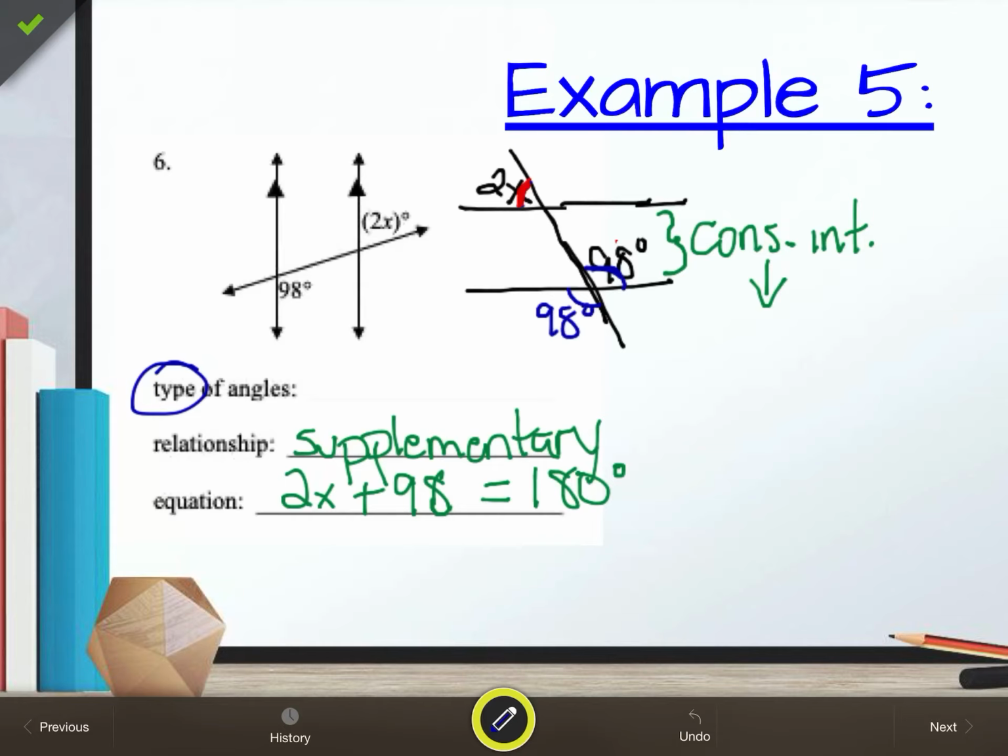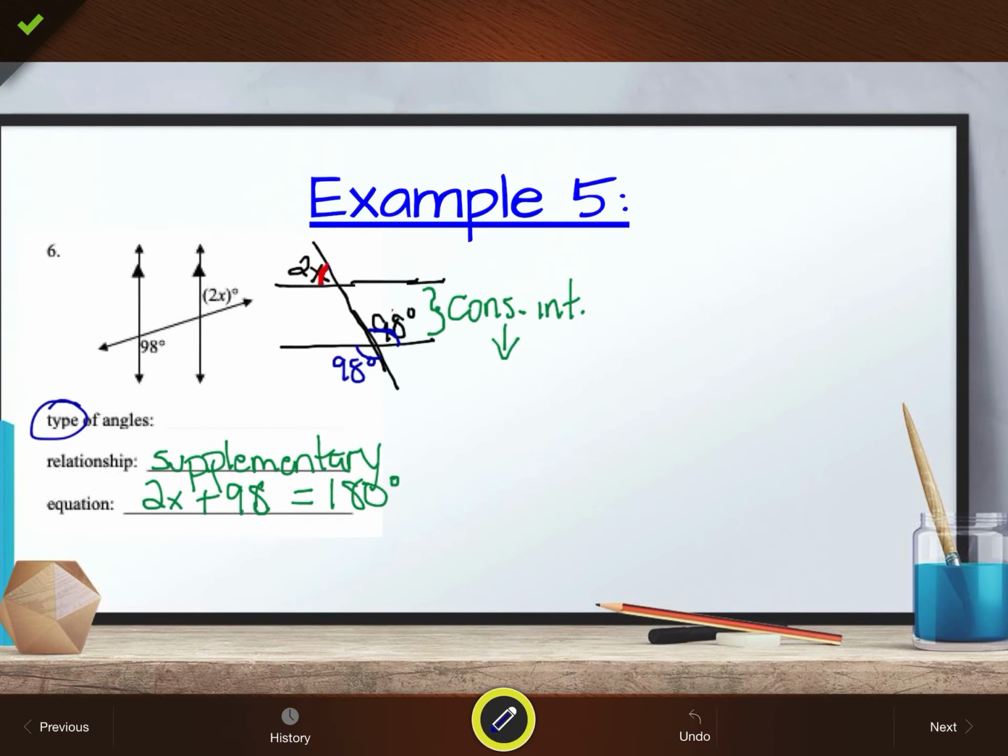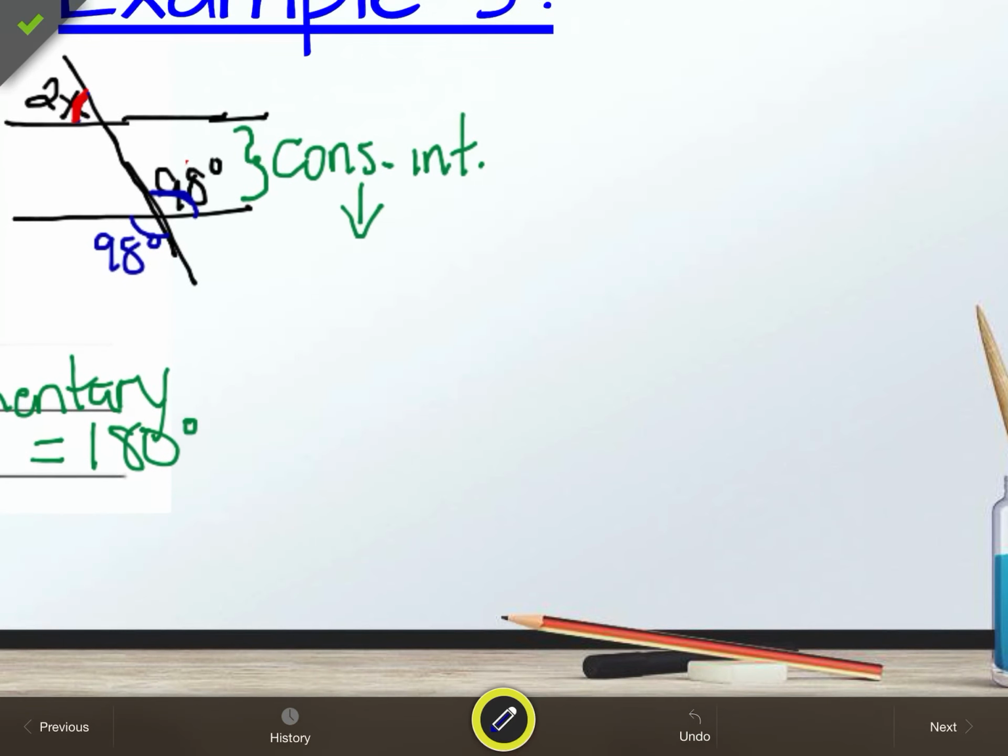There is also another way, but I'm going to kind of leave that out. If you see another way and you want to run it by me, send me a message and we'll talk about it. Let's just solve this, because if I throw too much at you, I'm going to get you confused, and I don't want to do that. So we got the 2x here because we had vertical angles. Vertical angles are congruent. And then the 2x and the 98, we figured out were consecutive interior. So 2x plus 98, and set it equal to 180.